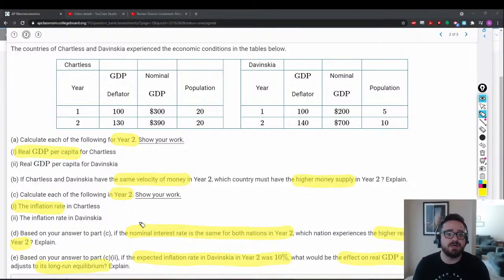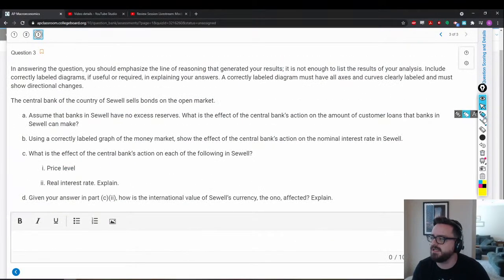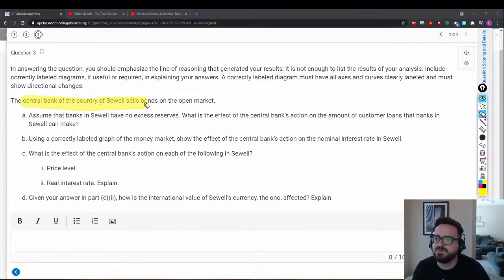Again, hate to see long-run equilibrium as a question. It means they're asking for the long-run self-adjustment. And then the third question, just highlighting through some stuff here. The central bank of the country of Sewell sells bonds on the open market. Okay, they have no excess reserves. What will be the effect of the action on the amount of customer loans that banks in Sewell can make?